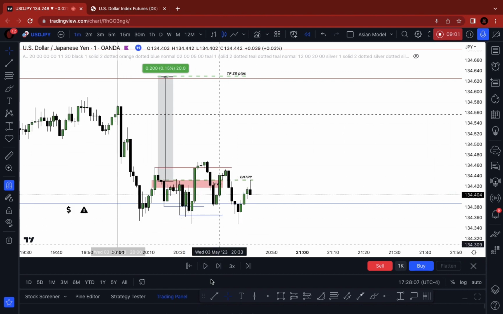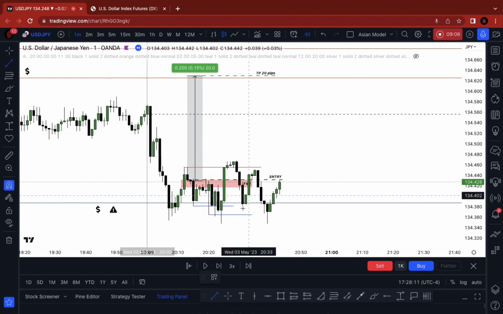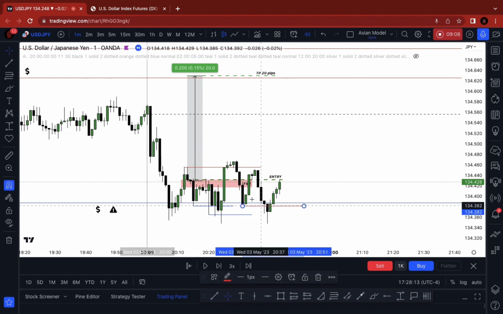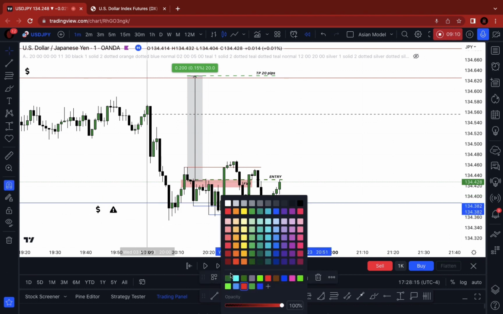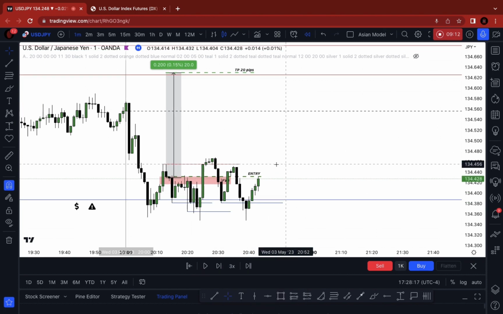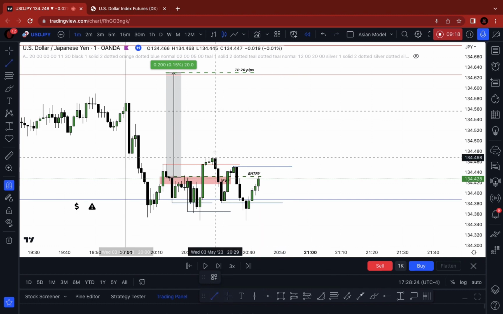Even comes back down again. It runs a low, right? It runs this low, but it doesn't continue. After running this low, does it give you a lower swing high formation? No, it keeps running swing highs. That's a swing high here. And this is a swing high here.